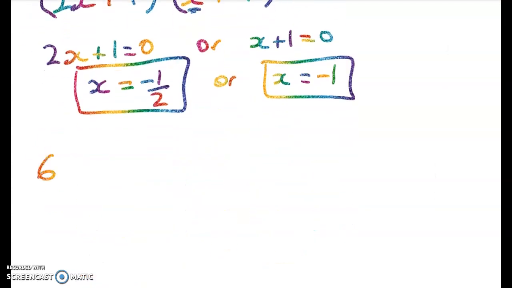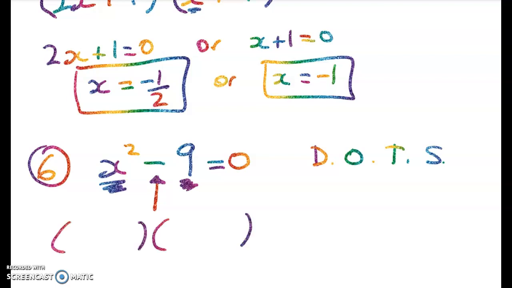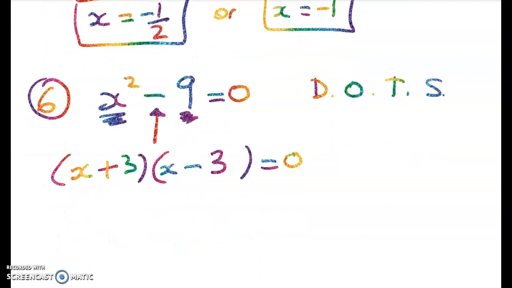The next one I've chosen is because it fits a very useful pattern, which is called the difference of 2 squares. We've mentioned that in class briefly this year already. This is a square number, this is a square number, and this is a difference, a takeaway. There's no x term in there. So if we have x plus 3 times x minus 3, not x minus x, this will expand to give me x squared minus 9.